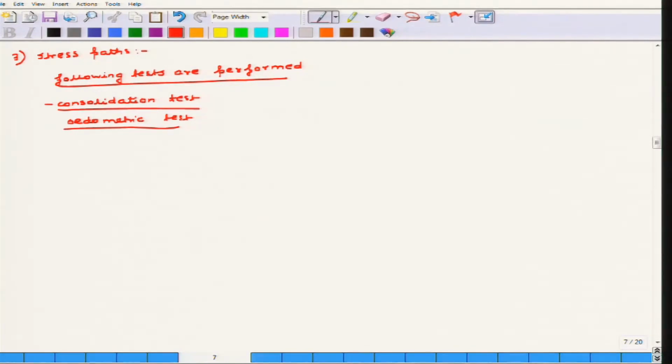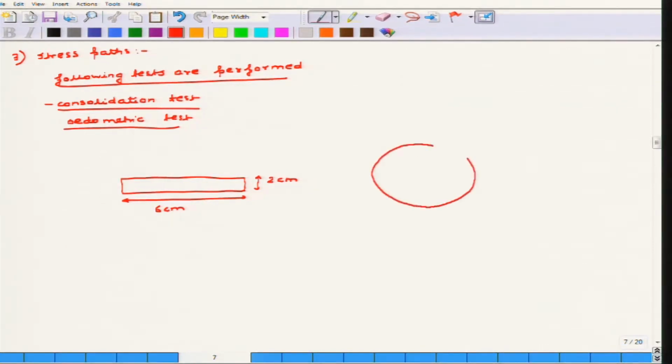In this case, you are asked to find out how the stress paths look in a PQ space. Let us start from the basic diagram about how you can define a consolidation test or an odometric test. As I have said previously, this is an odometric sample that has a height of, let us say, 2 centimeter, and a width of 6 centimeter. From a 3D view, it looks like a circle of diameter 6 centimeter and a height of 2 centimeter. This is placed in a steel ring like this.